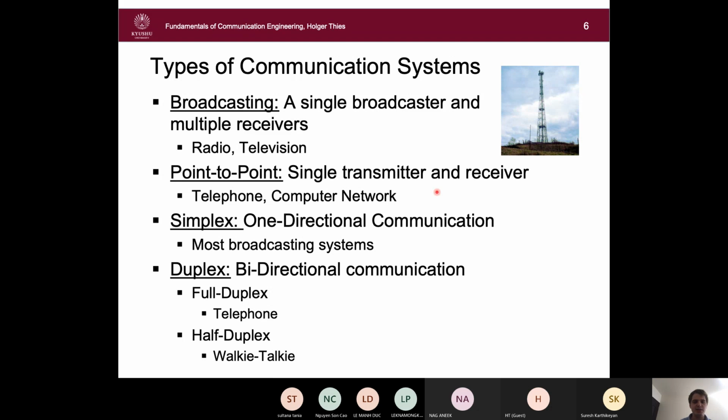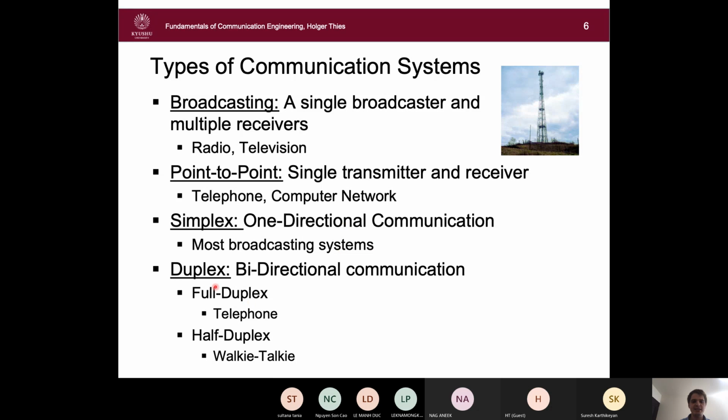That's the classification into simplex and duplex. A simplex system is one that has only one directional communication. So that has one sender that sends to one or multiple recipients, but the person who receives the message cannot answer. Most broadcasting systems like radio and television are in this way.